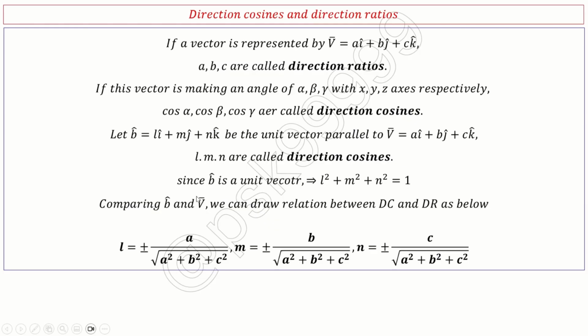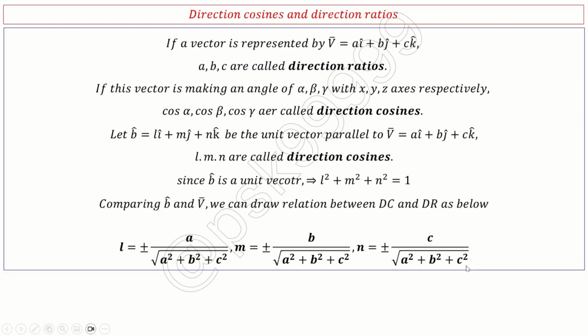How do you get these values? We know that b hat is a unit vector, which means l square plus m square plus n square equals 1. Now, l is a divided by the square root of a square plus b square plus c square, with plus or minus. m is equal to plus or minus b divided by the square root of a square plus b square plus c square. Similarly, n equals plus or minus c divided by the square root of a square plus b square plus c square.